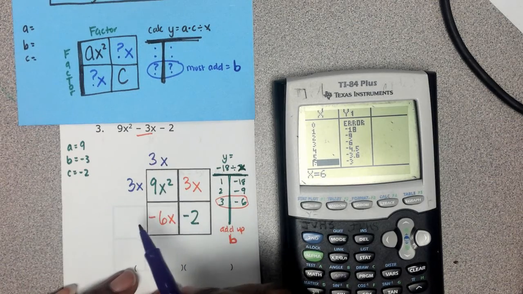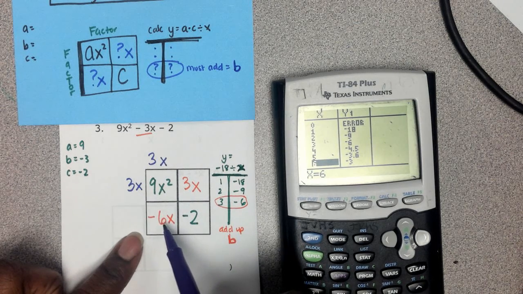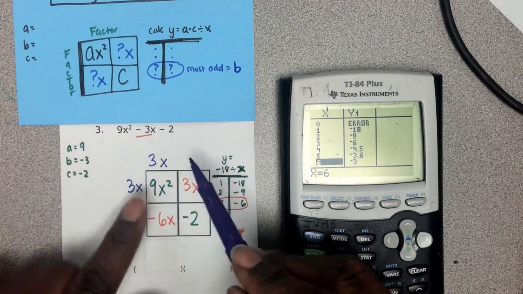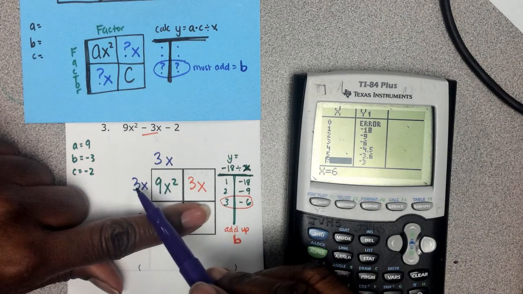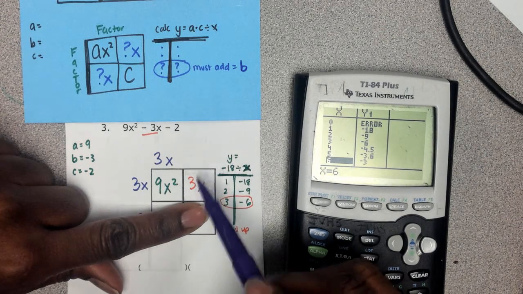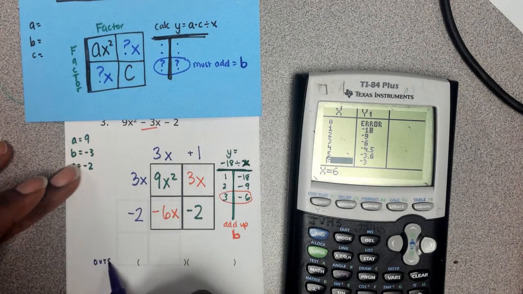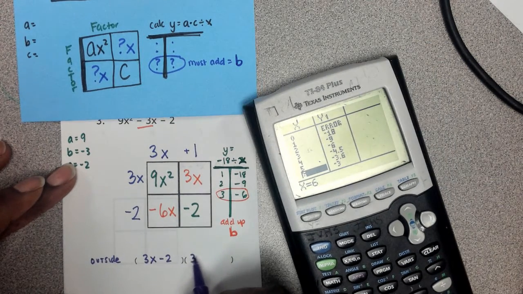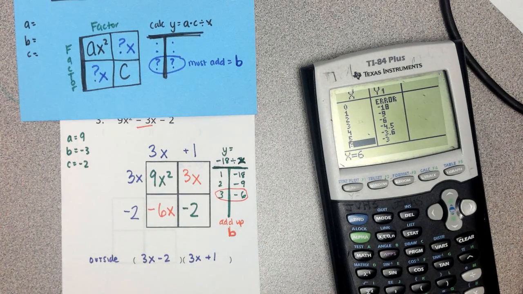Very similar to the other one right here. 3 times what will give me a negative 6? 3 times negative 2 will give me a negative 6. And then here, very similar to, if you already have a 3x here and you need to keep a 3x, you just multiply it times a positive 1. Remember, our answers are going to be our factors, which are found on the outside. So we got 3x minus 2 and 3x plus 1. And that should help you finish any factoring worksheet or quiz that you need to.